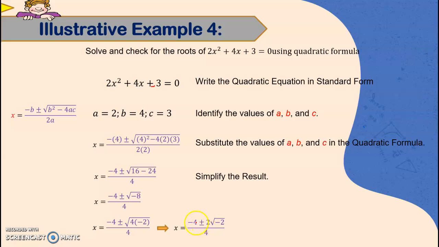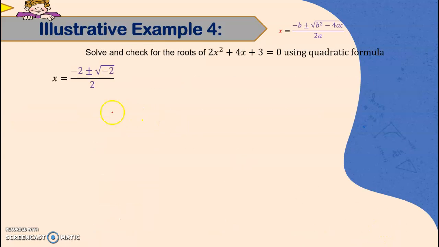After that, we notice that 4, 2, 4 have something in common, right? So we factor out the 2 in the numerator. And then -2 plus or minus square root of -2. Notice it reduces, and then we simplify. So the result is -2 plus or minus square root of -2 all over 2. So we separate the plus from the minus. -2 plus square root of -2 all over 2. The other one is negative.